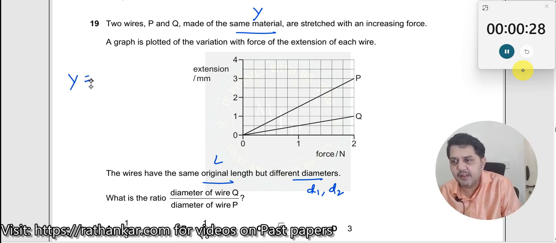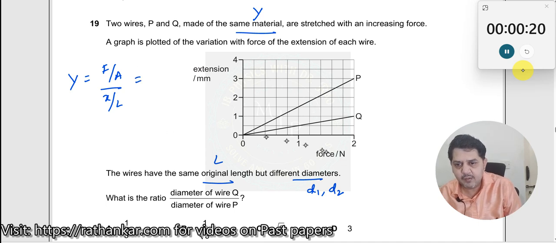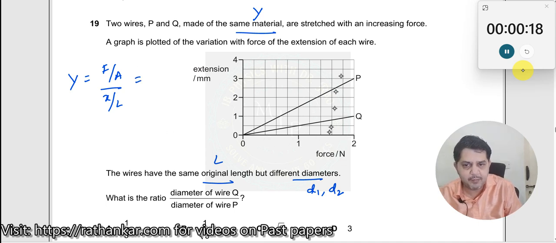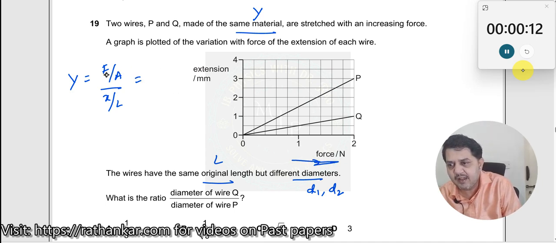We'll start from here. Young's modulus is nothing but force per unit area divided by increase in length by original length, stress by strain. So what is force? See, force is same for both of them, 2 Newton only. Remember, it's on the x-axis over here, right? So therefore, it's same. So I will now write this for wire P.